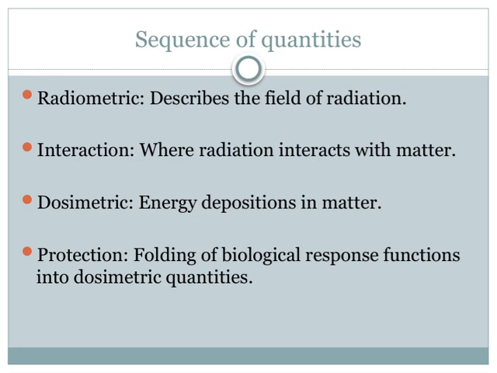Moving on to dosimetric, this relates to the energy depositions in matter. Basically, it's about measuring how much energy from radiation is deposited into a substance, which is fundamental for assessing potential effects or risks. Finally, protection involves folding biological response functions into dosimetric quantities. This means we incorporate how living organisms respond to radiation into our measurements, enabling us to better evaluate and manage radiation safety.